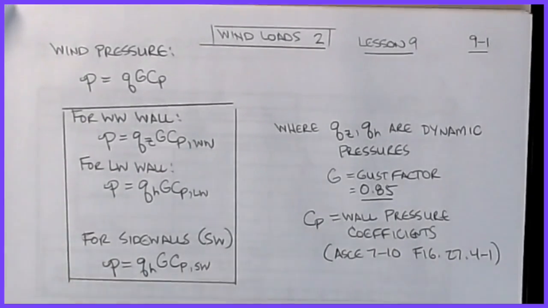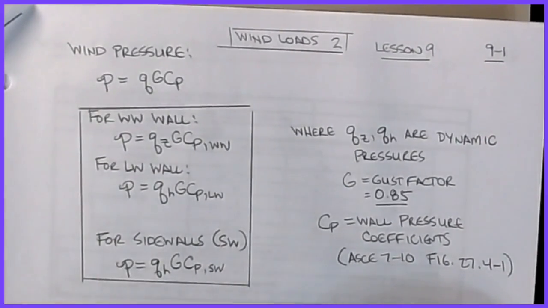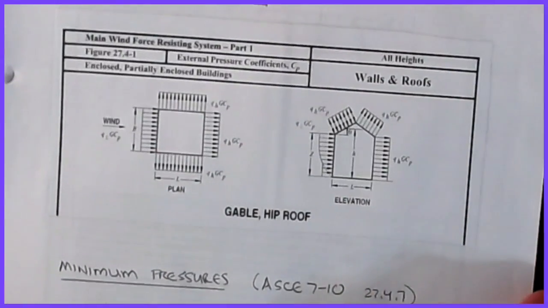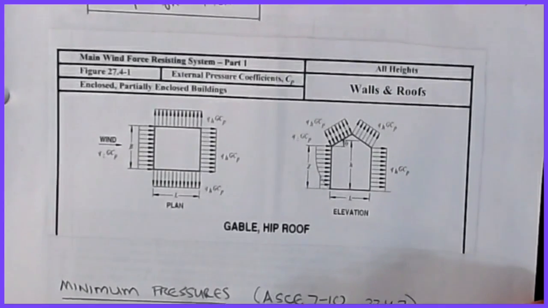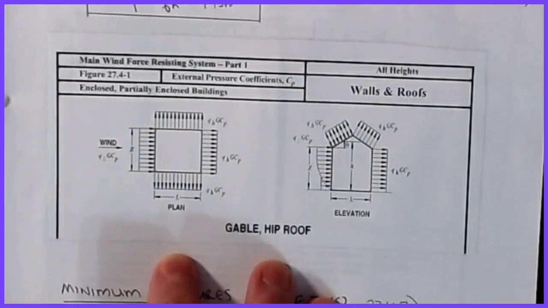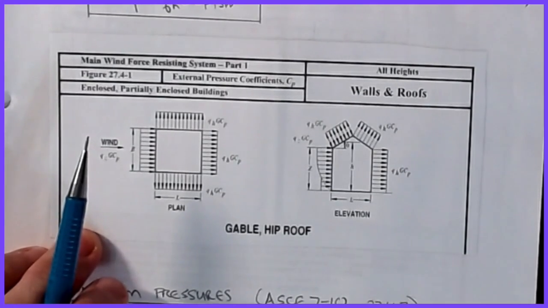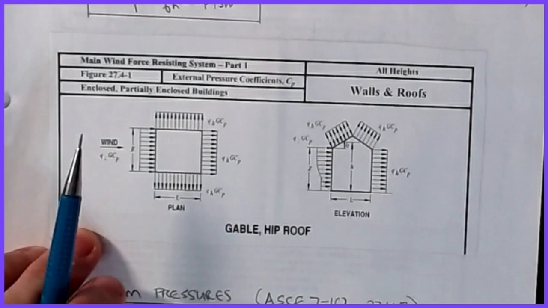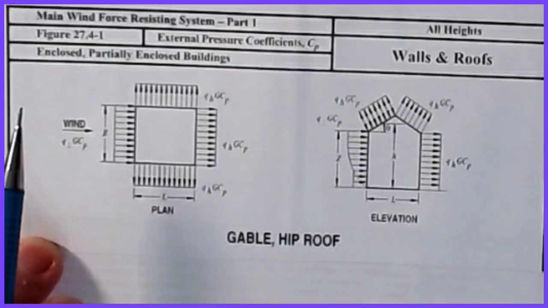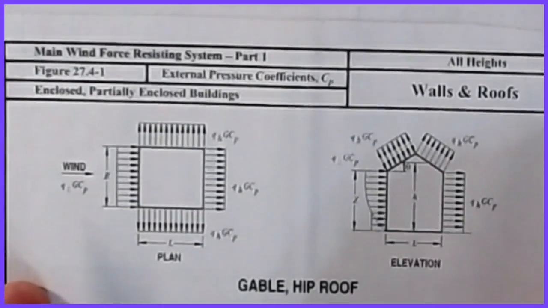Because in the ASCE code, and we'll show you where these CP wall coefficients come from, what we've drawn is a diagram that looks like this. This is an excerpt out of Table 27.4.1 that shows what the wind pressure is actually doing to a structure. So what we have here, and if I zoom this in a little bit, I know it's a little blurry, but at least you can see the arrowheads on this point.